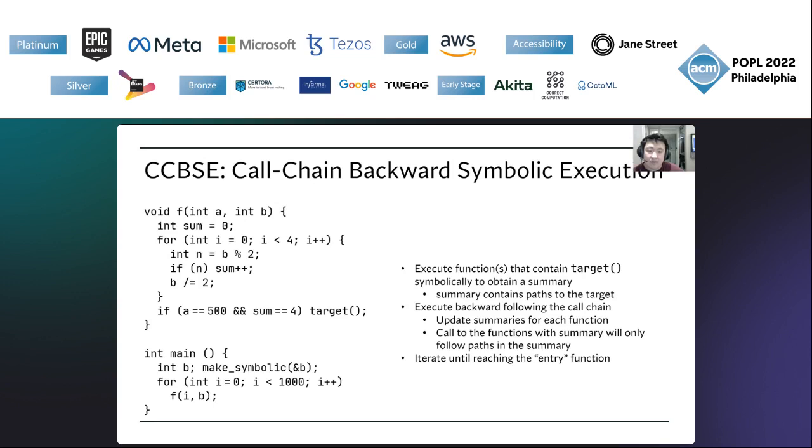In the main function, the first 500 iterations of the for loop will call f, but unlike the forward symbolic execution engine that will explore all the 16 paths, since now we have the summary of f, these 500 calls to f only need to explore that one path. And all of which are infeasible because the first argument is not 500. And then in the 501st iteration, when i becomes 500, we can reach the target. As you can see here, this makes the overall execution much faster and easier.